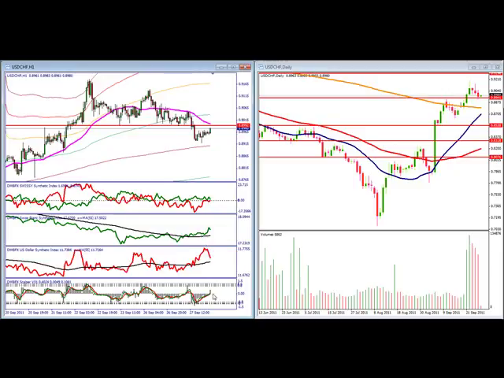Here, the buyers are still in control, so that might see us keep the daily support of 0.894. But again, we have to watch the 1 hour horizontal line that we have at 0.899.